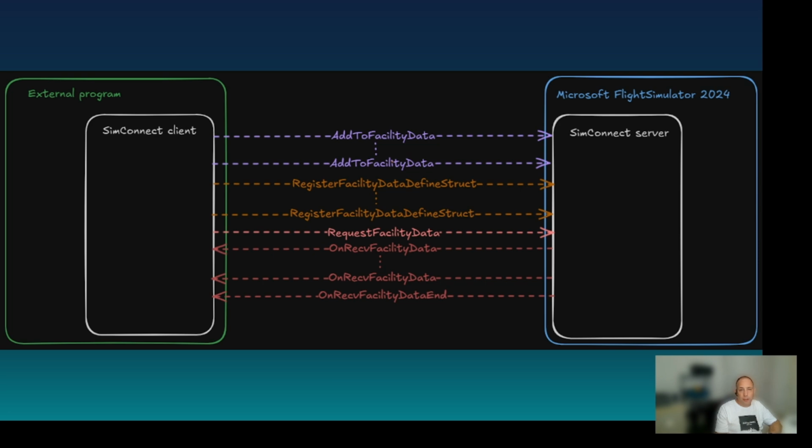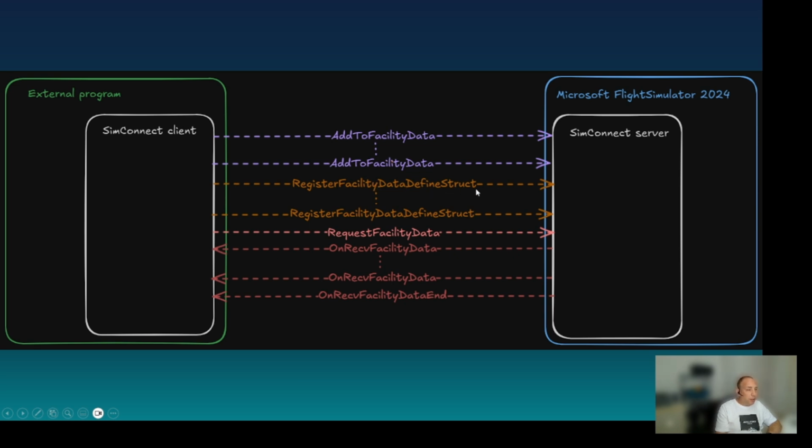Actually, this works fairly similar to getting normal SimObject variables, except that you might get multiple calls. I'll get into that. You start with add to facility data, which basically defines your data structure, or the data that you want to have from the facility when you request a new facility. This could be quite a lot of data, we might see later. You can call that multiple times. I'm going to show you in the code how that looks.